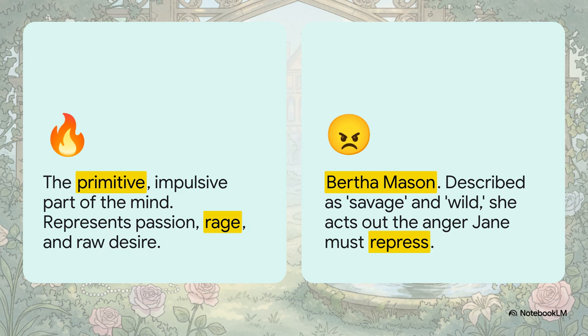I mean, just think about it. When Jane is quietly fuming, absolutely furious with Rochester, who's the one that actually acts on that rage? It's Bertha. She's the one who tries to burn him alive in his bed. She is Jane's anger, just made flesh.